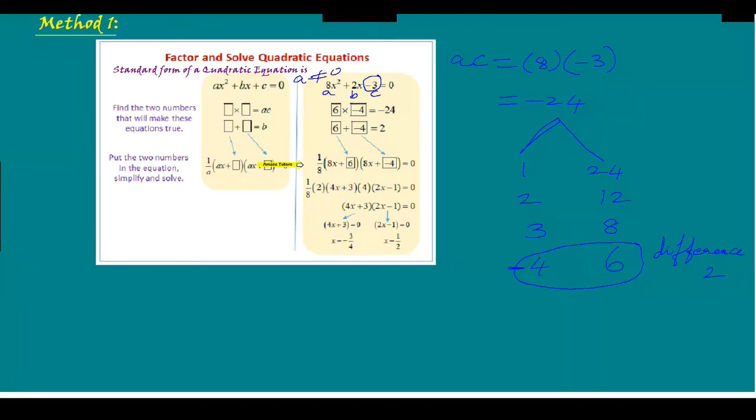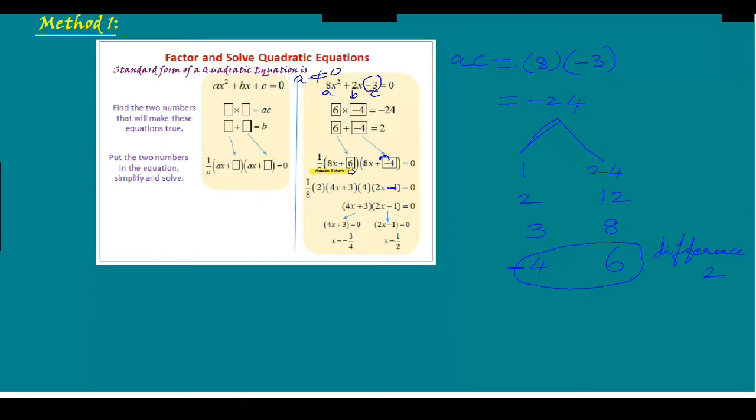Now step 2, 1 by A. What is A in this case? 8. That is why 1 by 8. Now write the next step. Ax plus the first number. Ax is 8x plus 6. 8x plus negative 4. So write along with plus. In the next step we will change it because we know that positive and negative is negative. Okay, now 1 by 8.